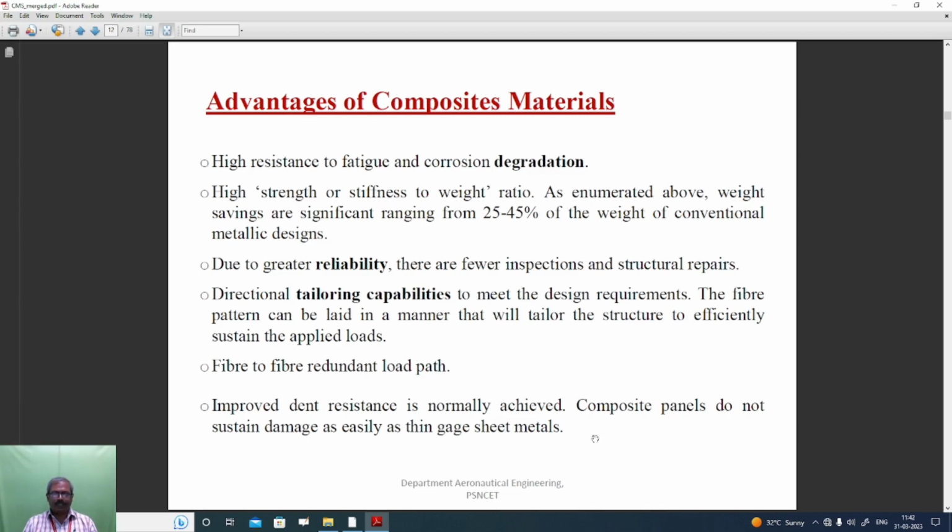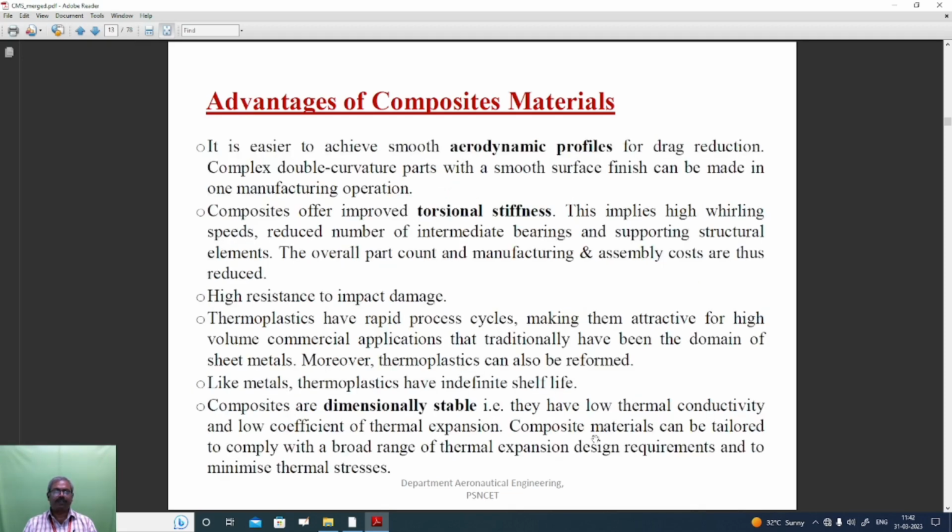Improved dent resistance is normally achieved with composite materials. Composite panels do not sustain damage as easily as thin gauge sheet metals. It is easier to achieve a smooth aerodynamic profile for drag reduction. Complex double curvature parts with a smooth surface finish can be made in one manufacturing operation.